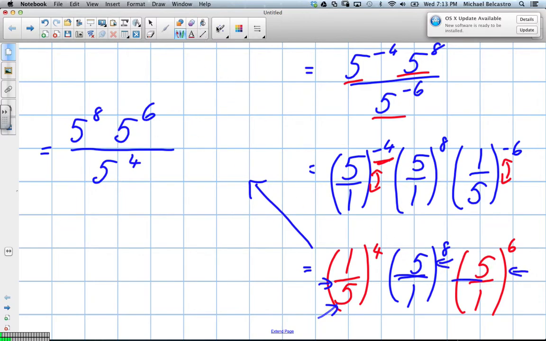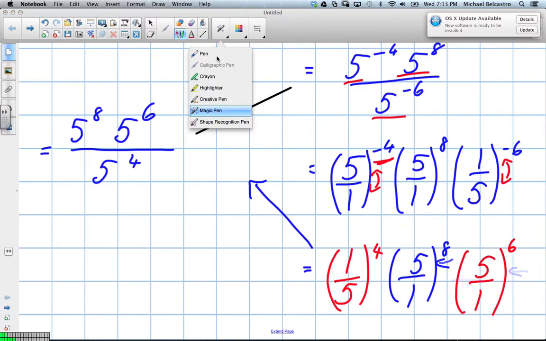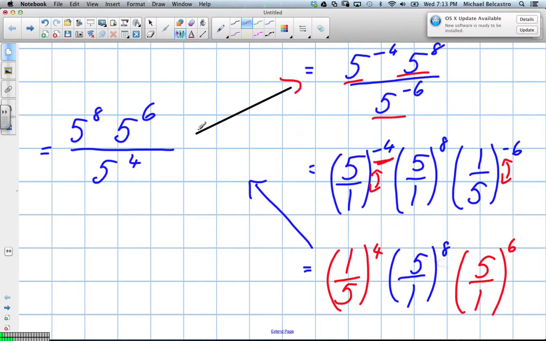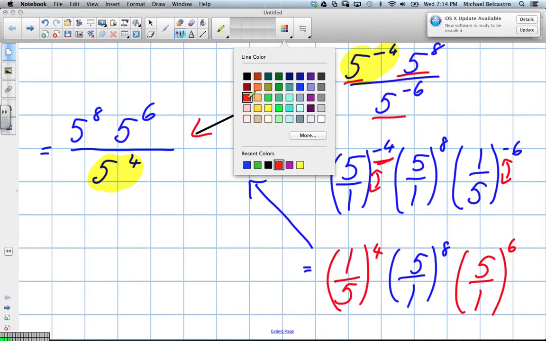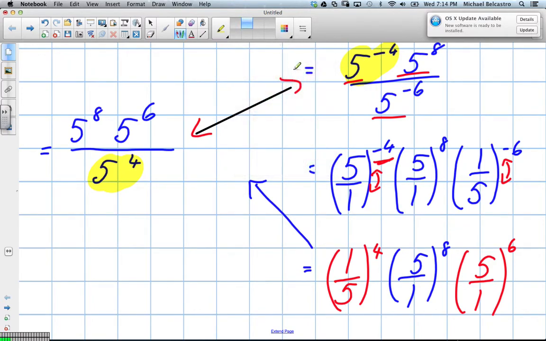So what I want you to draw a relationship between is these two things here. Okay? I want you to notice that the 5 to the power of negative 4 is now 5 to the power of positive 4 on the bottom. And let's do it in green. 5 to the power of negative 6 is now 5 to the power of 6 on top. We just flipped them. Does that make sense, that step?